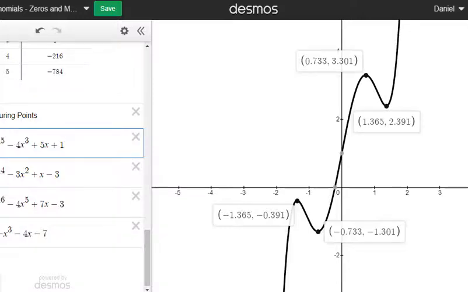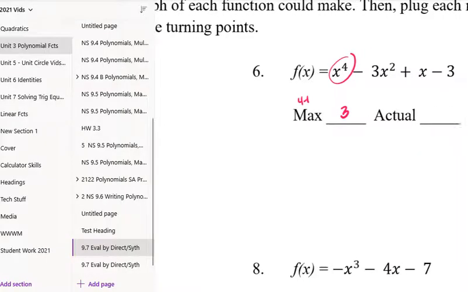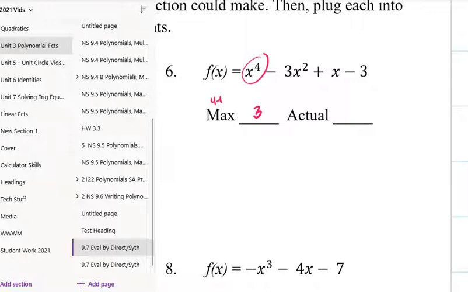So the maximum number of turning points possible was 4, and the actual number for this is that same number. So again, go ahead and do a sketch of that function so that you would have that there for your reference. So now let's go ahead and pause the video again, take a moment and input equation number 6. Go ahead and place that into Desmos, and let's see how many actual turning points that this particular function has.